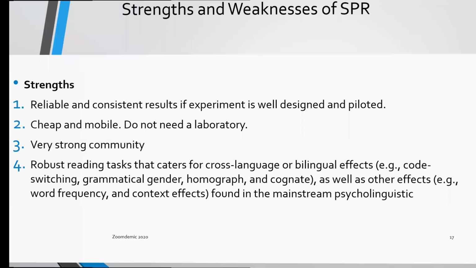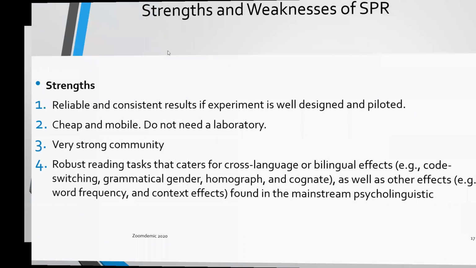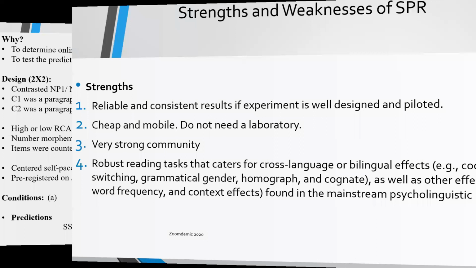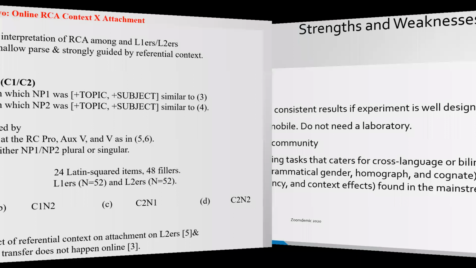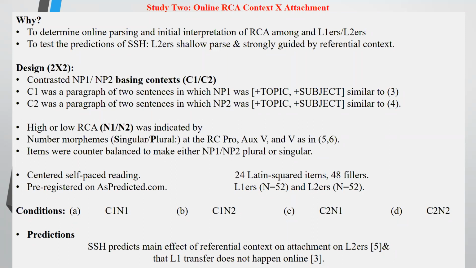So study 2 was online. We had a 2x2 design, 2 contexts and 2 RCs. So why did we do the second study? It was to determine the online parsing and initial interpretations of the RCs among learners and natives, and to test the predictions of the shallow structure hypothesis and see whether learners are actually strongly guided by referential context.